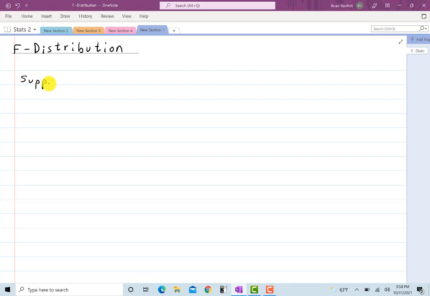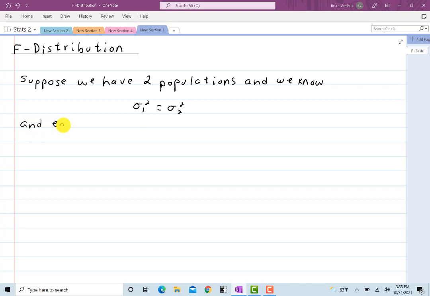Suppose we have two populations and we know that sigma 1 squared equals sigma 2 squared. So the population variances are equal. And each population is normal.